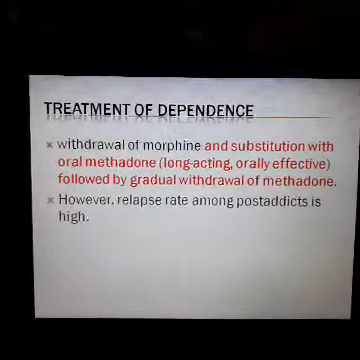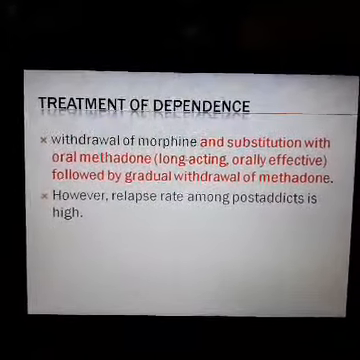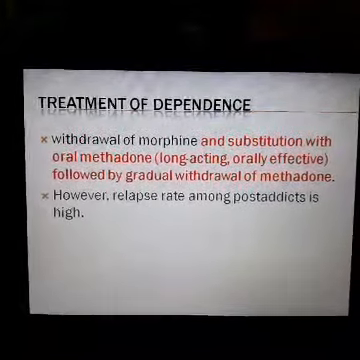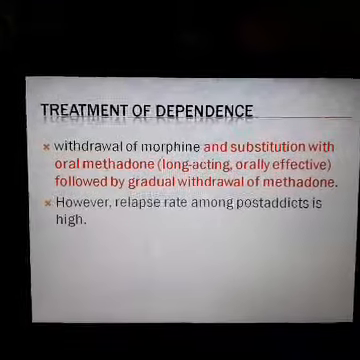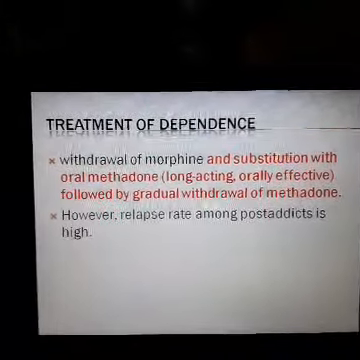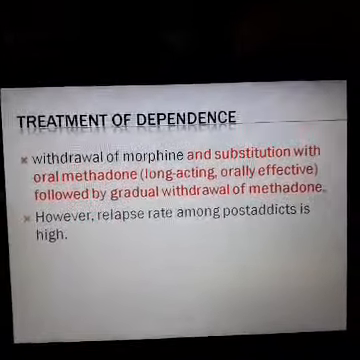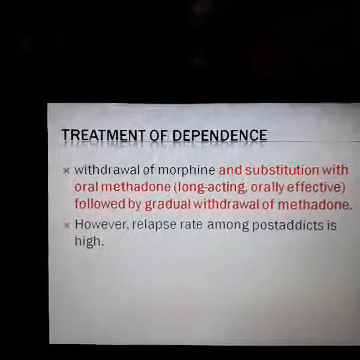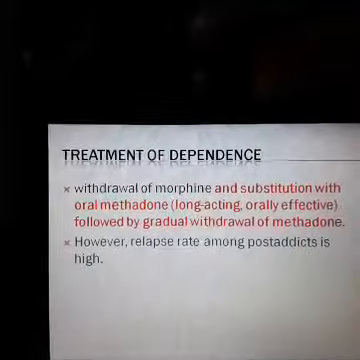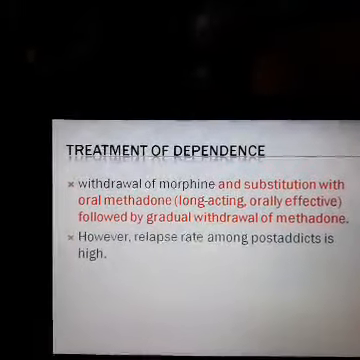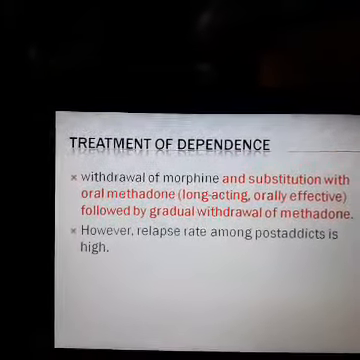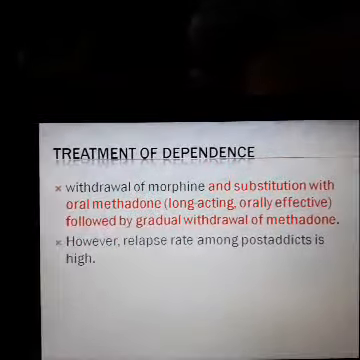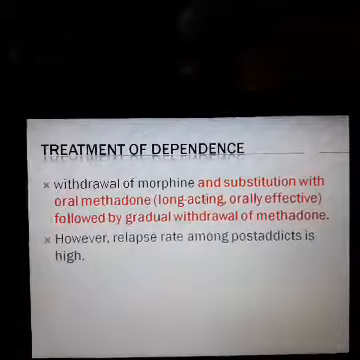So treatment of dependence is, gradually we have to give oral methadone in high dose, followed by gradual withdrawal of the methadone, and give some opioid antagonist like naltrexone to avoid the adverse effects of methadone also, because methadone is an opioid and it will show all the adverse effects of morphine like respiratory depression, and vasomotor center depression, hypotension, etc. in the long term. However, the relapse rate among opiate addicts is high. So, remember this use of the methadone.